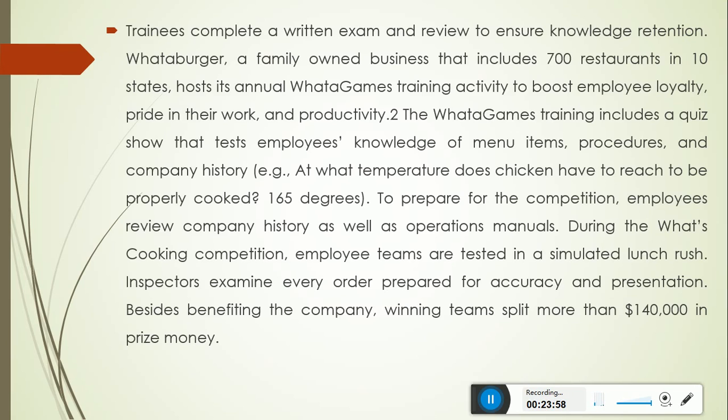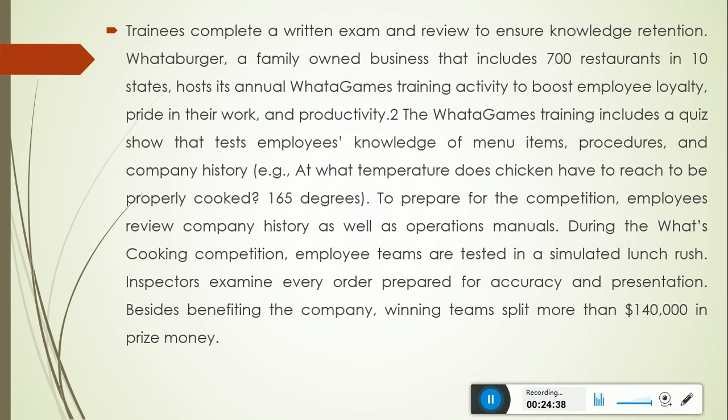A quest shows that test employees' knowledge of menu items, procedures, and company history. Example, at what temperature does chicken have to reach to be properly cooked? 165 degrees. To prepare for the competition, employees review company history as well as operation manuals. During the What's Cooking competition, employee teams are tested in a simulated lunch rush. Inspectors examine every order, prepared for accuracy and presentation. Besides benefiting the company, winning teams split more than $140,000 in prize money. So there is a benefit, they are making actual money.